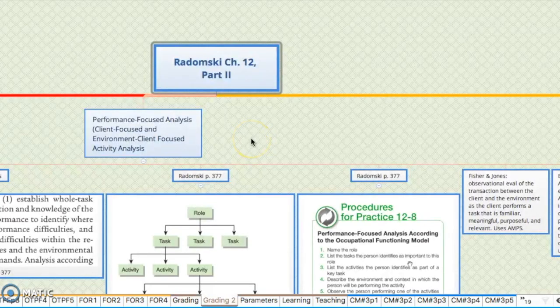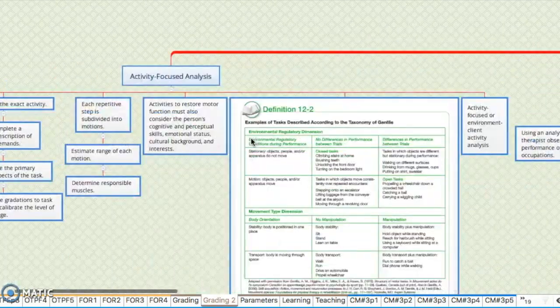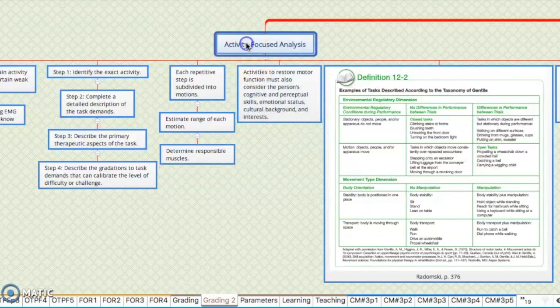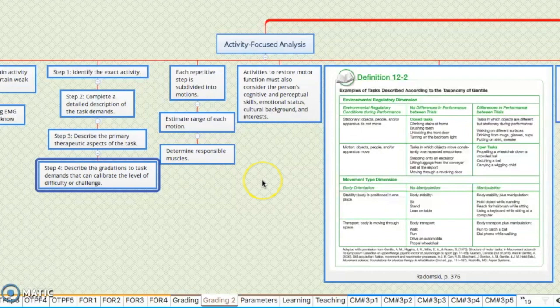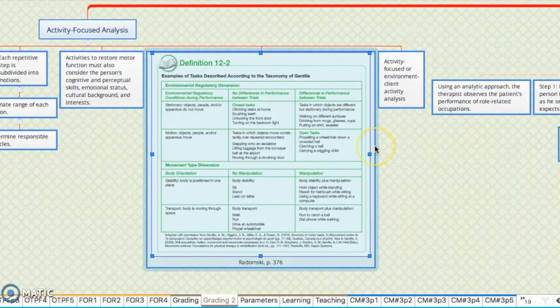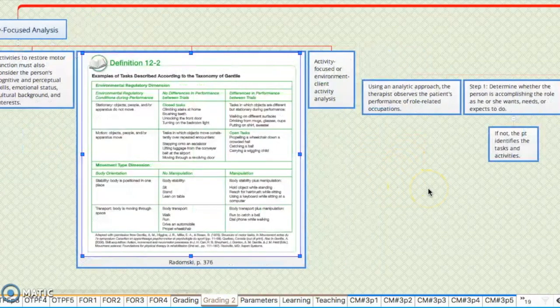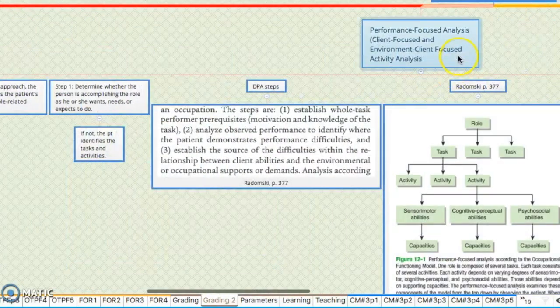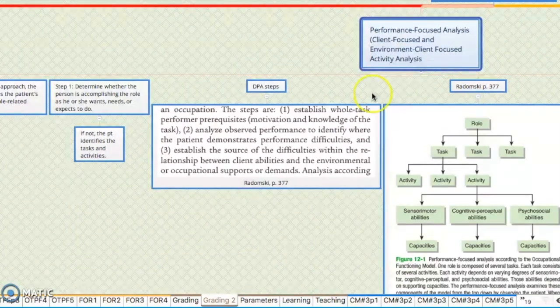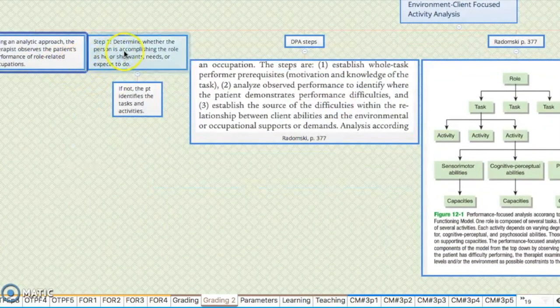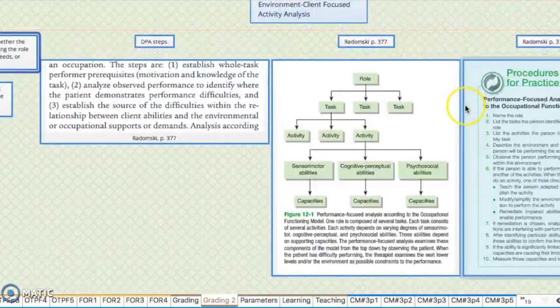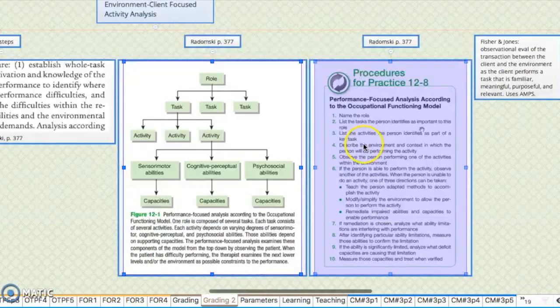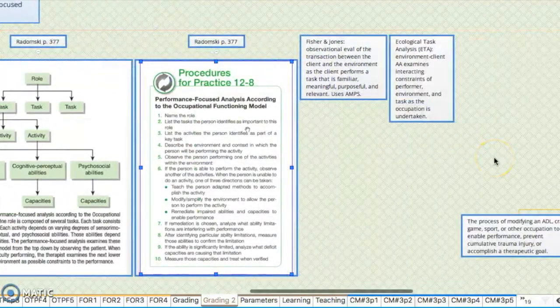This next map is a continuation of Radomski Chapter 12 focused on grading activities. It goes more into detail on activity-focused analysis. It identifies it, lists the steps that are needed, and we also have included a visual of a chart that has activities that go along with this approach. And next we have performance-focused analysis, and we have the definition here, the steps, and another visual, and procedures for practice from Radomski.